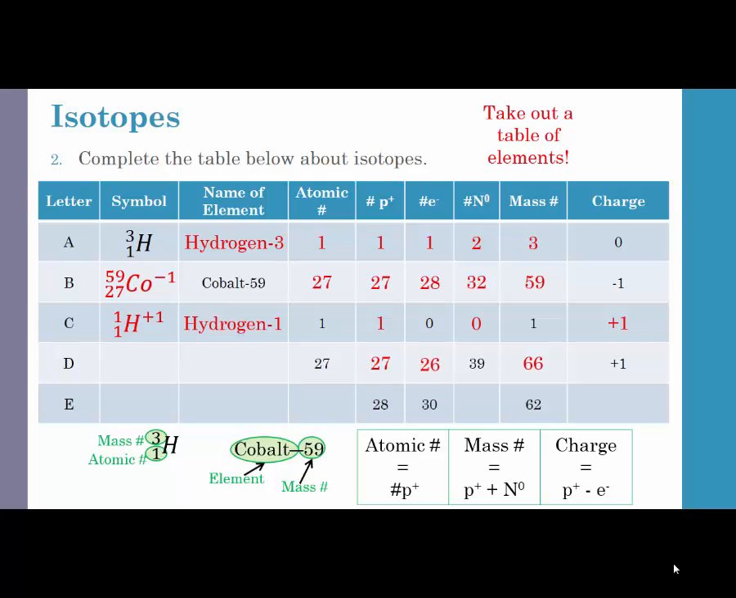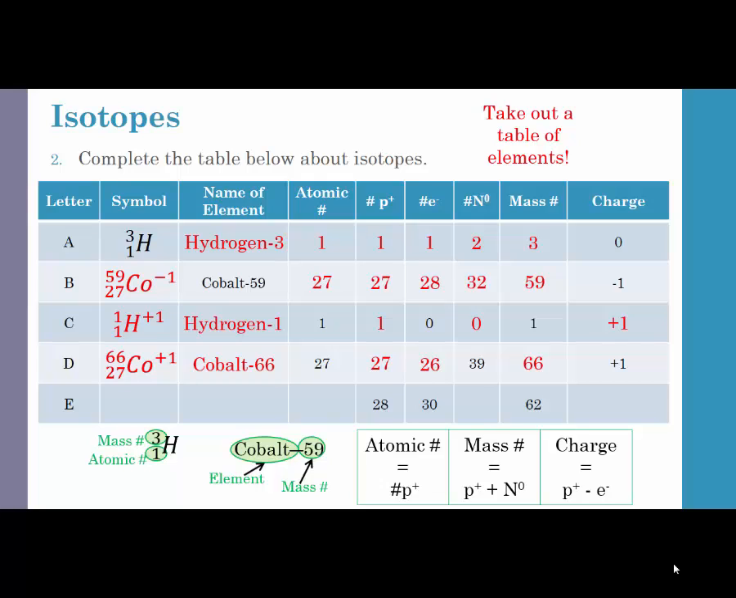My charge is plus 1. So in order for my charge to be plus 1, I have to have one more proton than the number of electrons. So if I have 27 protons, I must have 26 electrons. 27 minus 26 is going to give me that positive 1. So I know that this is another cobalt. This is cobalt 66. So I can write out my symbol. 66 is my mass number, 27 is the atomic number, cobalt is CO, and the charge is plus 1.